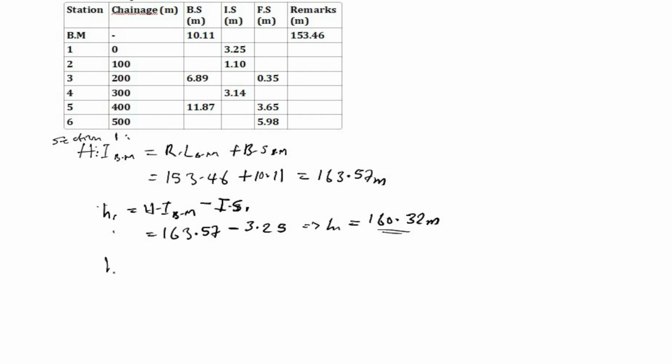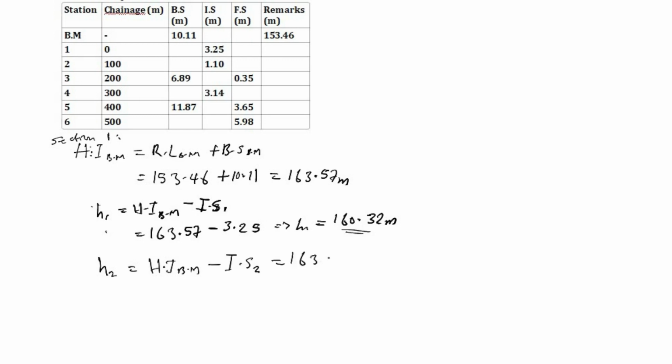So the reduced level of point 2 is the height of instrument at the benchmark, 163.57, minus the intermediate side at point 2, 1.10. Therefore our reduced level at point 2 is equal to 162.47 meters.